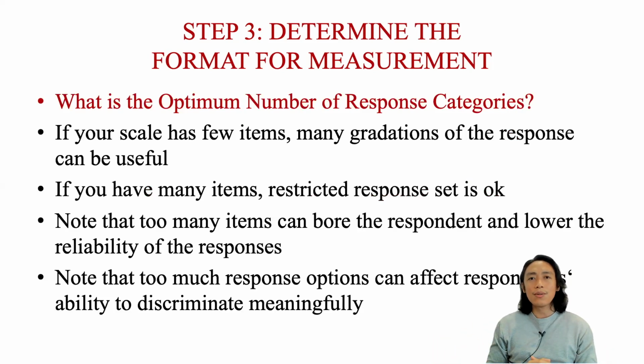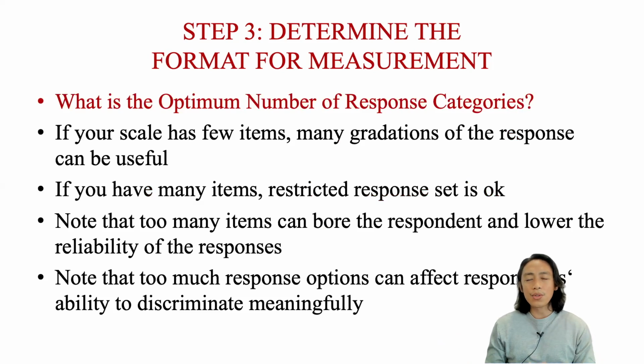So considering those, you might want to play a little bit of a trade-off here, in a way that if your scale has few items, then many gradations of responses can be useful in order to ensure that there will be variability in the measure. However, if you have many items, then having a more restricted response set is also okay.